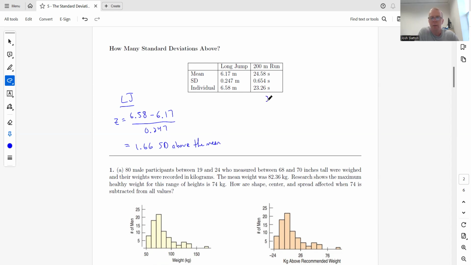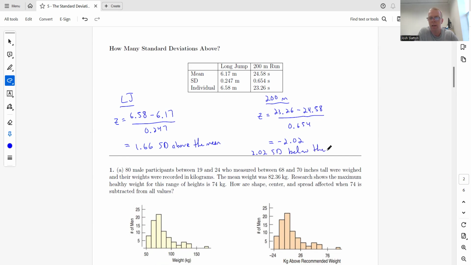Then if we do the 200-meter run, do the same thing, and we have 23.26 minus 24.58 over 0.654. And with that, we get negative 2.02. And so with that, we could say 2.02 standard deviations below the mean. So we don't have to write the negative because we're going to state it's below.